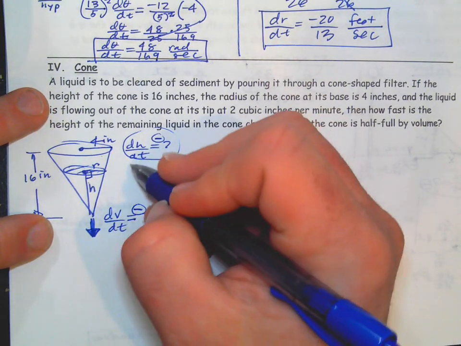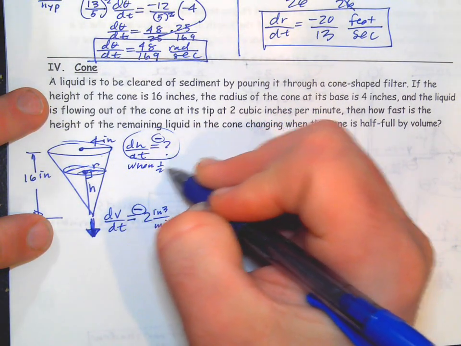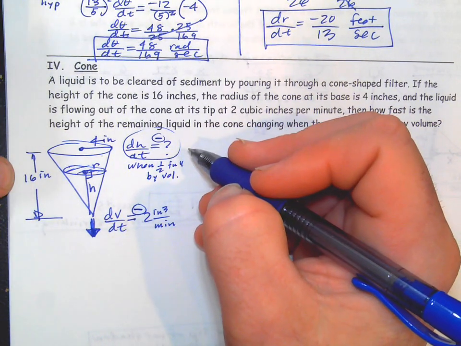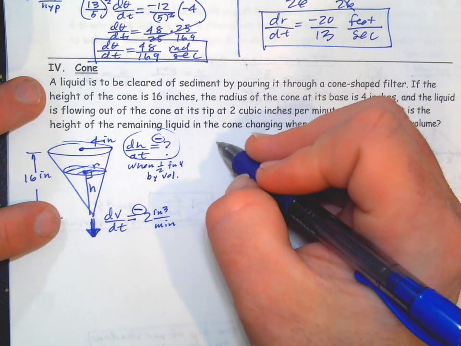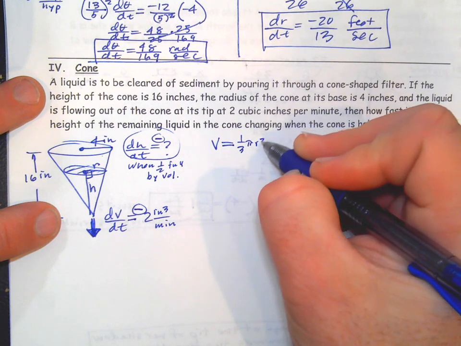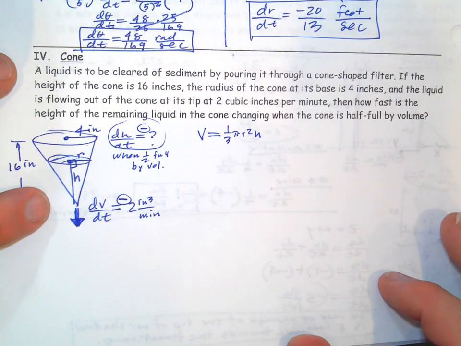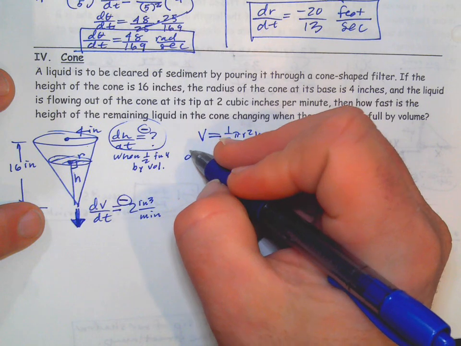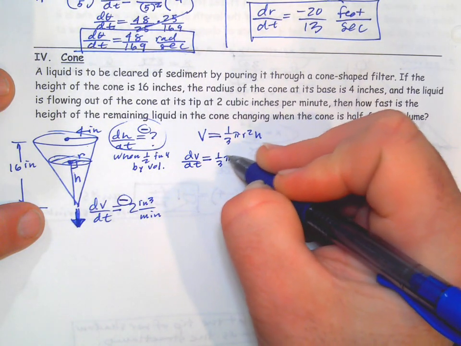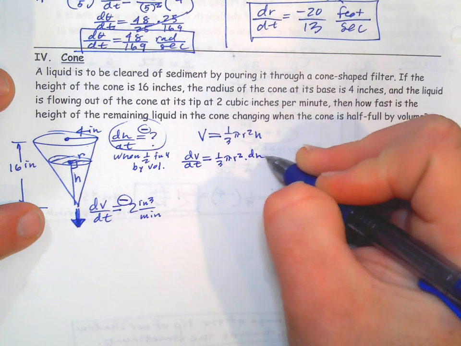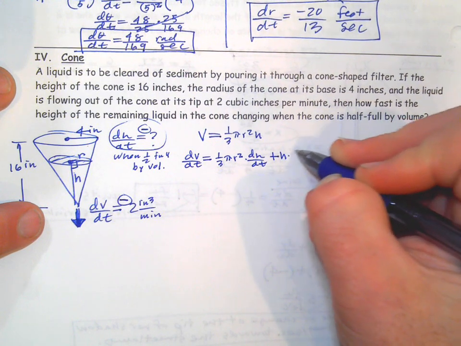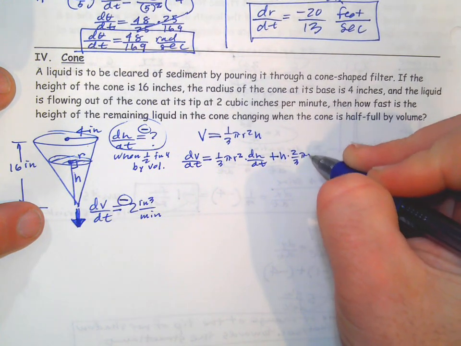So we want to find this when it is half full by volume, which is not when h equals 8. So we need a relationship. Volume of a cone is 1/3 pi r squared h. Now, if we take the derivative, dV/dt, we're going to have to do a product rule: 1/3 pi r squared times dh/dt plus h times 2/3 pi r dr/dt.